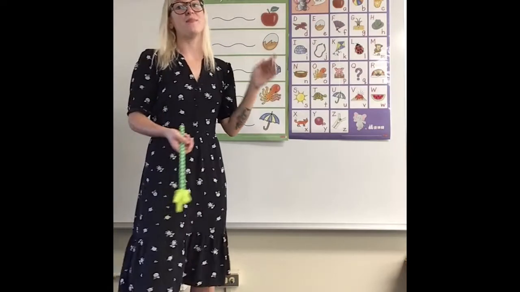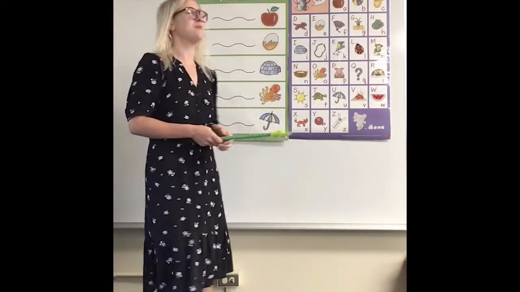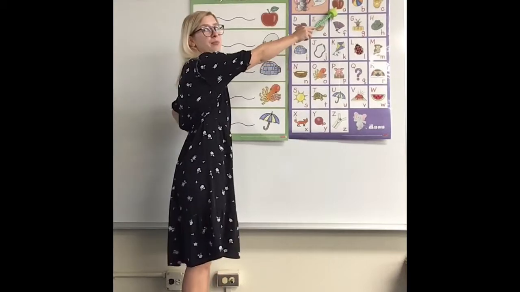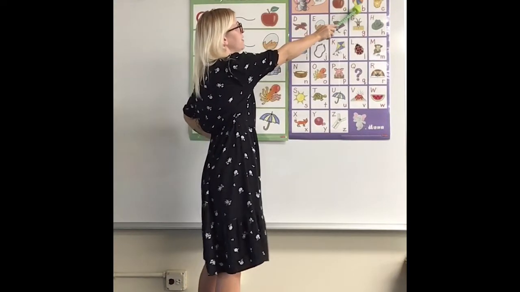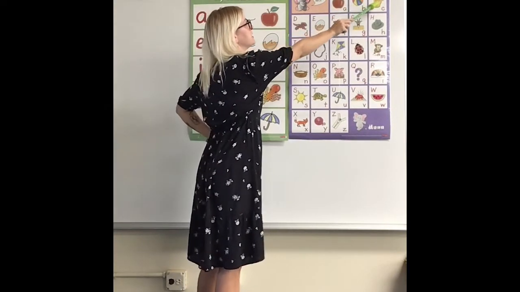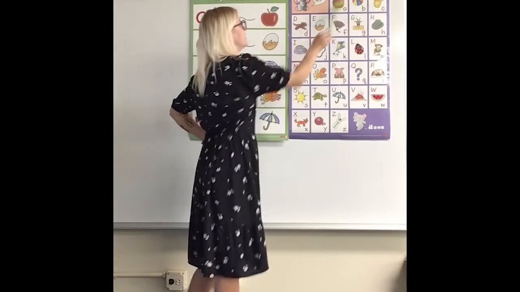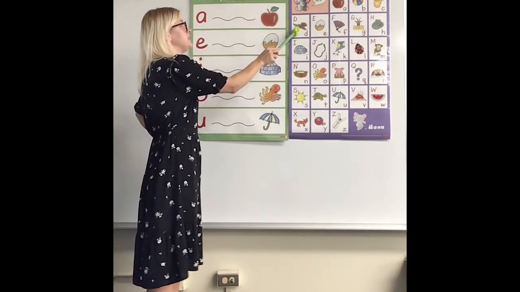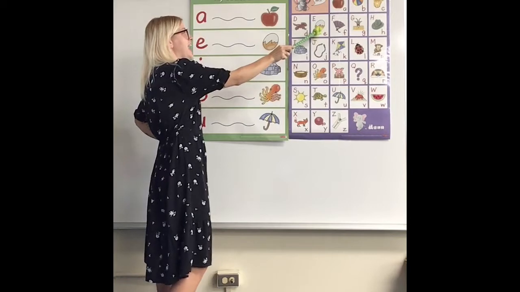It's time for Fast Phonics. All right, readers and writers, let's get Fast Phonics started by reading our letters and sounds on our alphabet chart. A, apple, A. B, ball, B. C, cat, K. D, dog, D. E, egg, E.